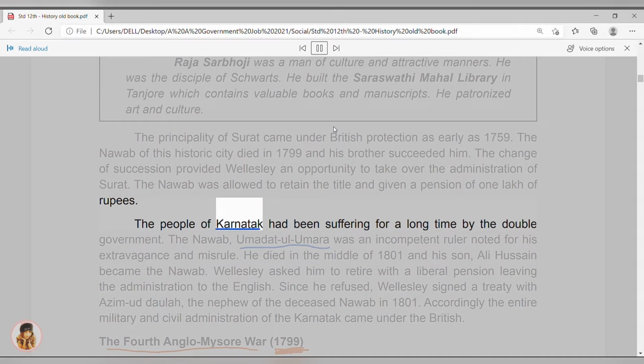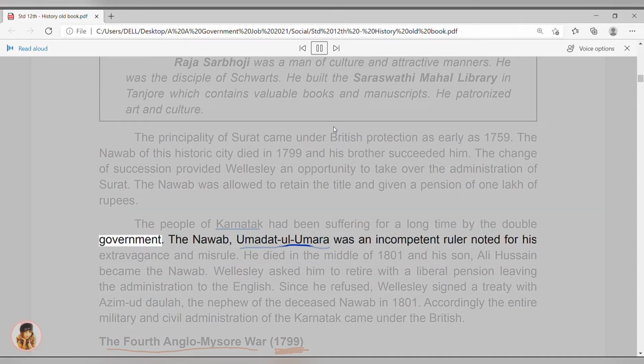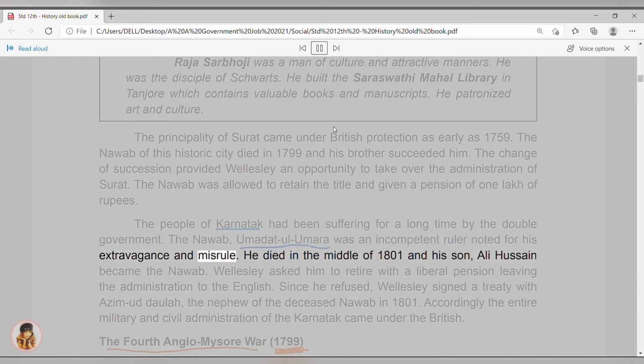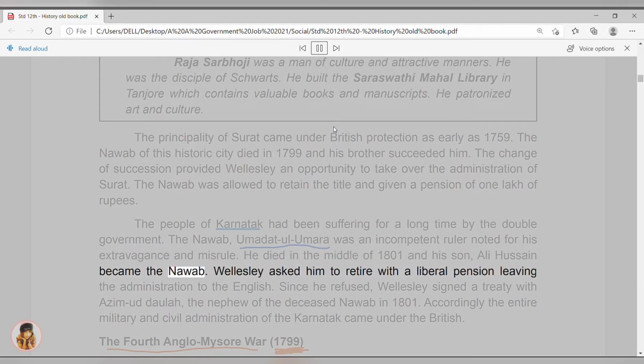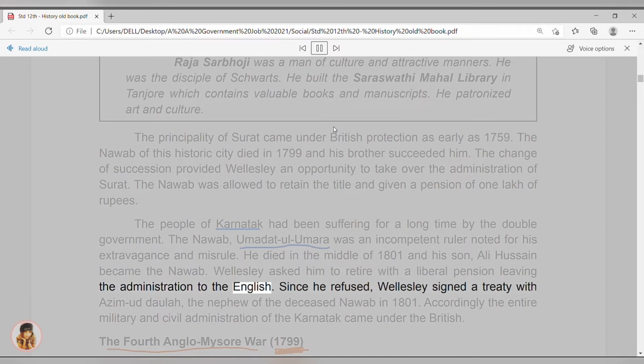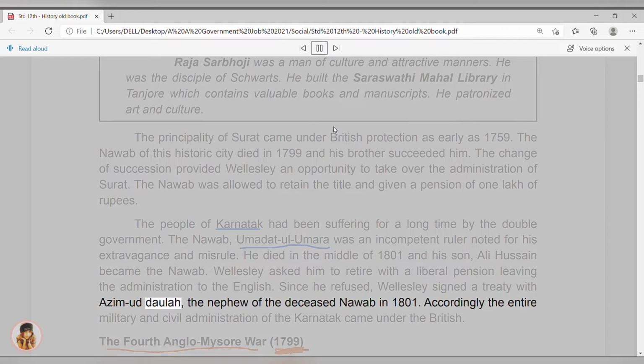The people of Karnataka had been suffering for a long time under the double government. The Nawab, Umdat-ul-Umara, was an incompetent ruler noted for his extravagance and misrule. He died in the middle of 1801 and his son, Ali Hussain, became the Nawab. Wellesley asked him to retire with a liberal pension, leaving the administration to the English. Since he refused, Wellesley signed a treaty with Azim-ud-Daula, the nephew of the deceased Nawab, in 1801. Accordingly, the entire military and civil administration of the Karnataka came under the British.